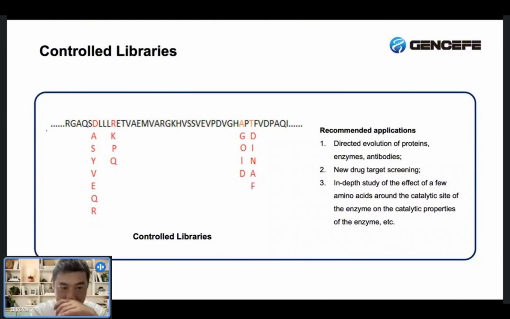And the next is the controlled library. Instead of degenerating amino acids to any one of the 20 amino acids, you can degenerate the amino acids to some of them. You can choose any combination of amino acids that you want. So here you can see you can substitute the D amino acid into these amino acids, and also the R. This will make the library size much smaller to facilitate the next step of screening.